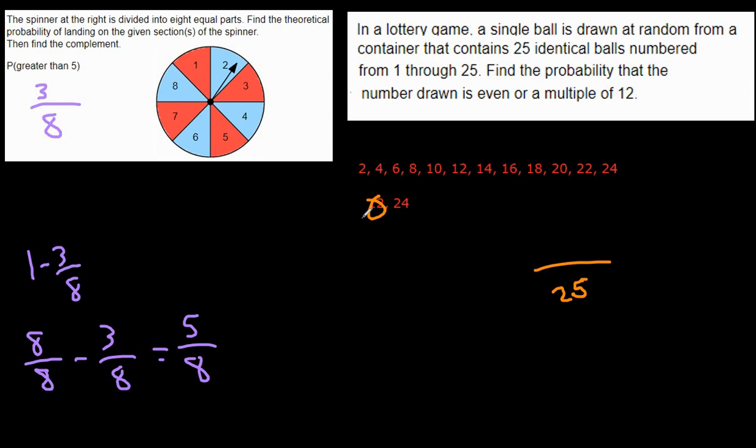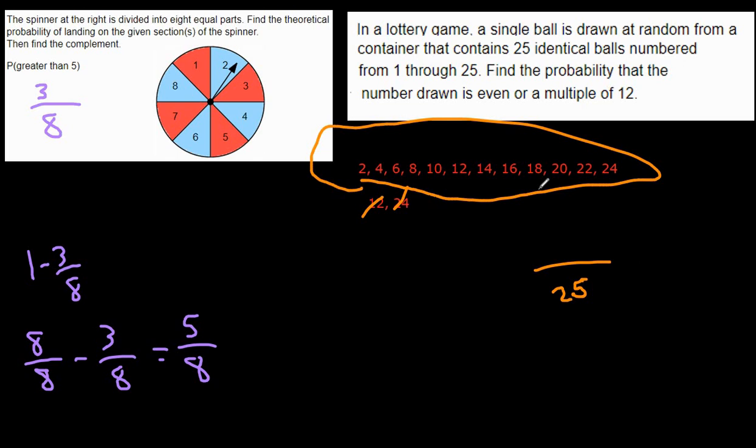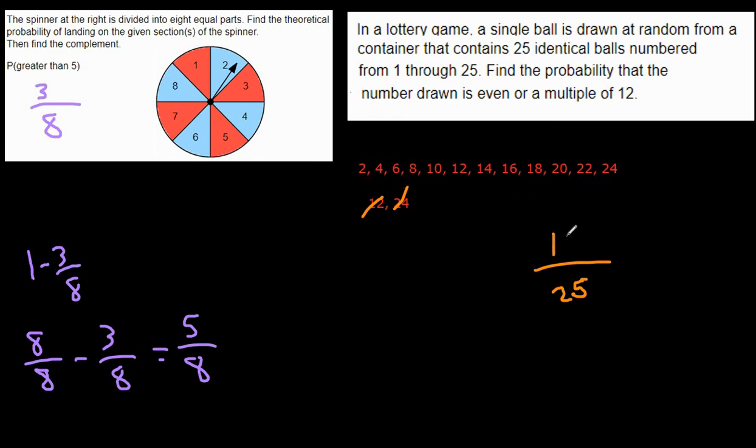So we can cross it off there because it's already at the top, and 24 is also at the top. So this one might be a little tricky. We just need to count how many numbers are here, because the 12 and 24 repeat. And we would have 12 even balls, or 12 total possibilities.